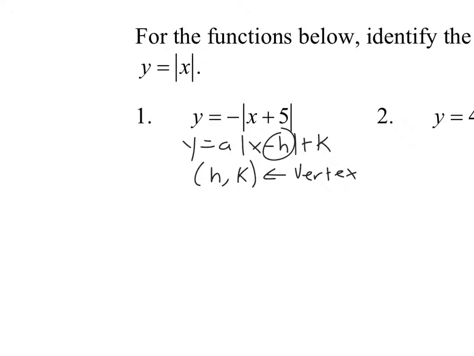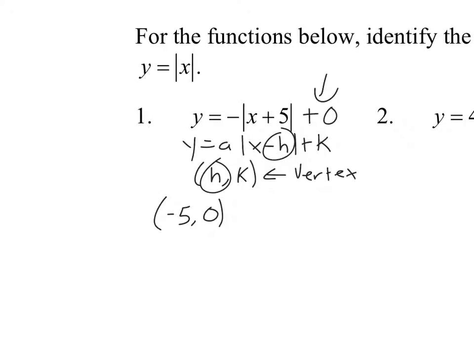Remember, h is opposite. So if we look at this problem, what number's in the h position? 5. Because it's a positive 5, the x value of my vertex would be negative 5. And what number's in the k position? There is no number there, so it would be 0.